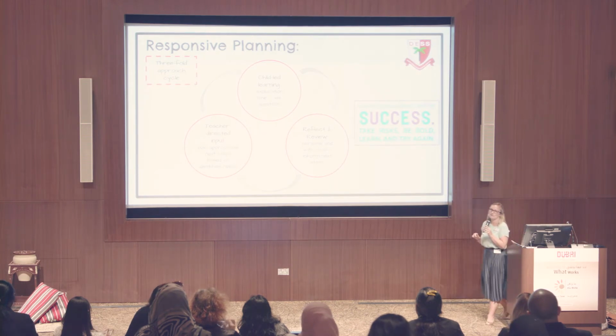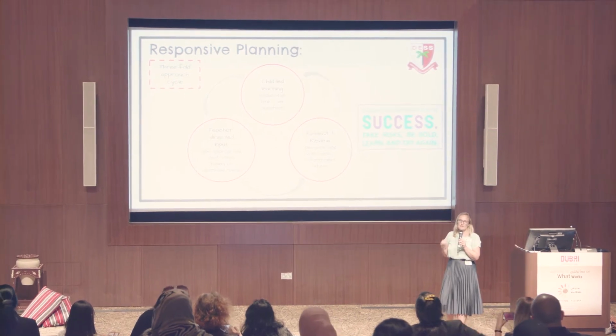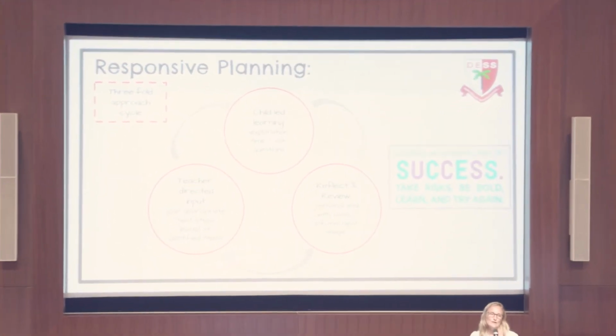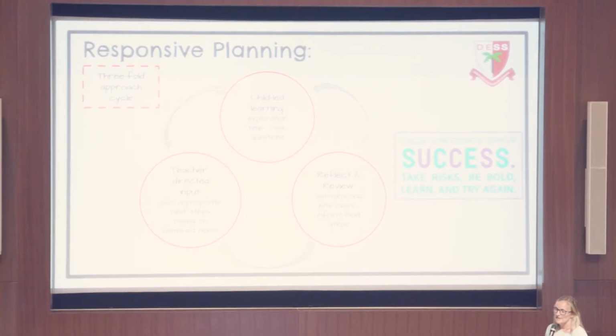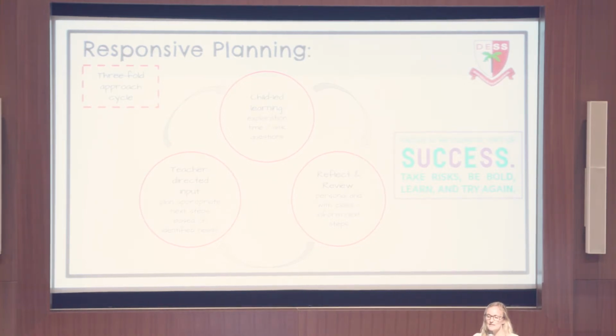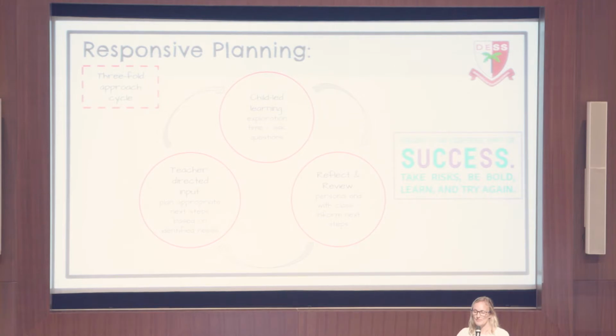So talking about the responsive planning cycle, this is where the level of differentiation comes in. This is where you're really looking at the inclusion of children. So you've got the child-led learning at the top, and you've got your time where you're asking questions, they're exploring the concept, and then you've got to reflect and review. So you're doing this at a personal level, you're doing it with the class, and it's informing your next steps. And then from there, you get the teacher-directed input, where they are going back through what they thought was going to happen that day, and they're completely changing it because they've got to plan the next steps for the child.